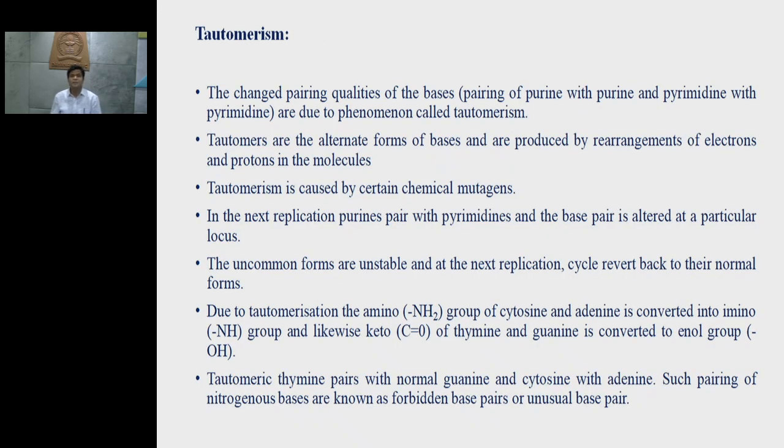Tautomerism is important. It changes the pairing qualities of the base, and that's why there is pairing of purine with purine and pyrimidine with pyrimidine. So tautomers are actually alternate forms of the base that are produced by rearrangement of the electrons and protons in the molecule. These may be caused by certain chemicals, and here DNA polymerase adds these tautomers during replication in place of the correct nucleotide.